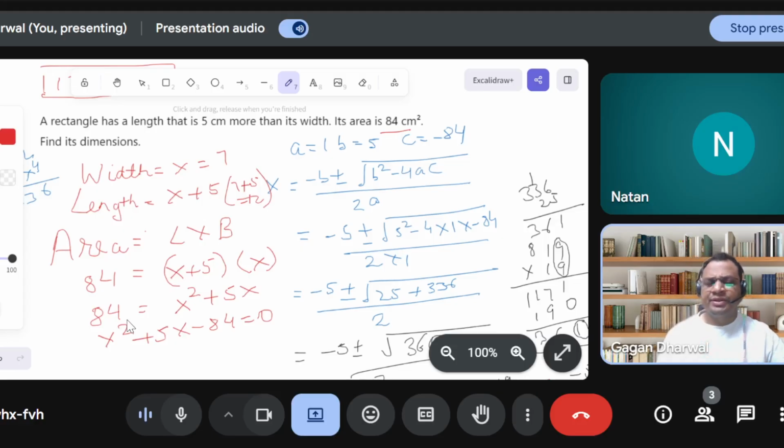And as you said, area of the rectangle is length into breadth, so we did the same. So area equals length into breadth, and we input the values of length, which was x plus 5, and breadth as x, and area is given as 84. We just input the values and then expand it, we open up the brackets. So x times x is x square, and 5 times x is 5x, which is equal to 84. We brought 84 to the other side, and that becomes x square plus 5x minus 84 equal to 0.